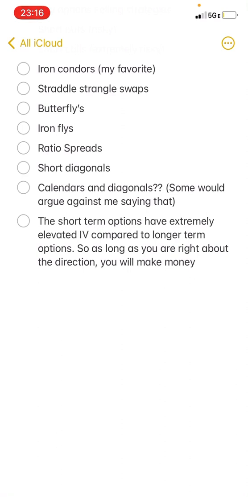Butterflies, that's another good one. Those are slightly short vega. Iron flies. Another thing you could do is broken wing butterflies too. Those are not technically short vega, but it's essentially like zero vega. You're barely going to get any effect from the IV at all. Iron flies, if you don't know what an iron fly is, look it up, but it's basically an iron condor where the short strikes are touching.